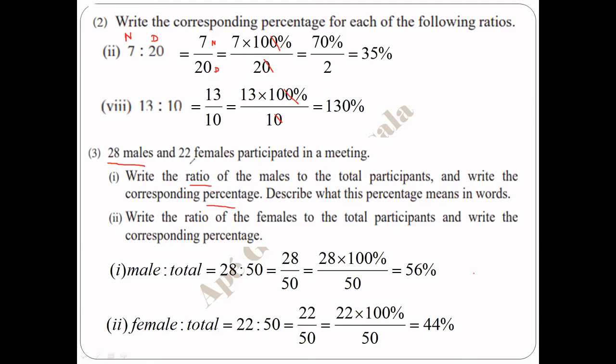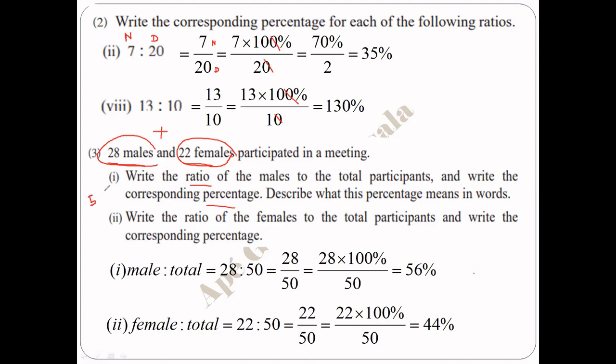28 males, 22 females. 28 males are there, 22 females. So what is the total? Tell me the total. For the meeting, 50. Yes, 50. 28 males and 22 females participated, so when you get the sum of that, you will get 50. Total is 50.